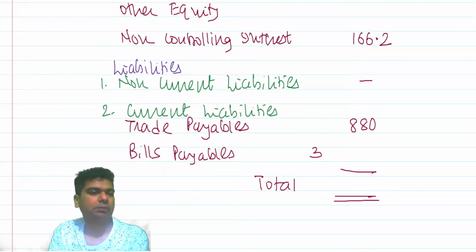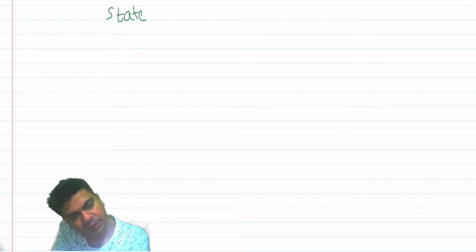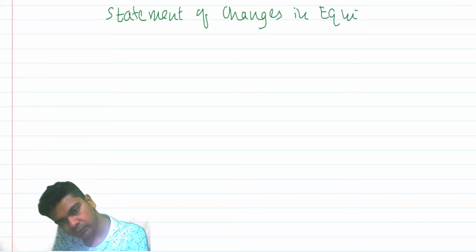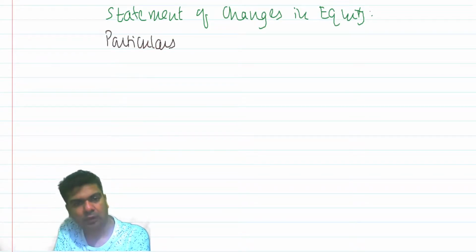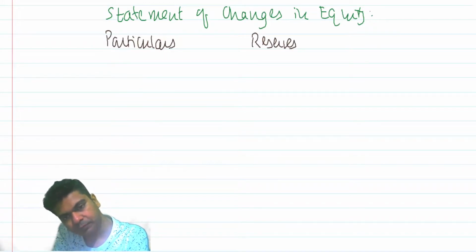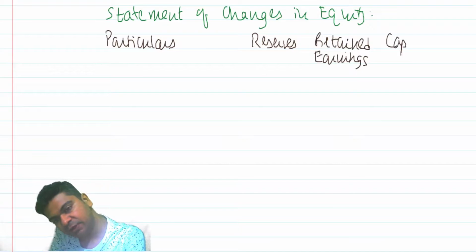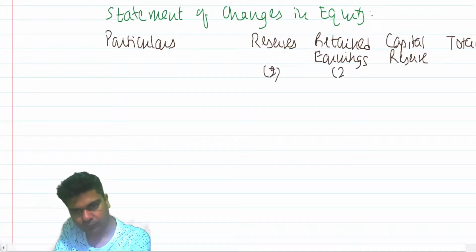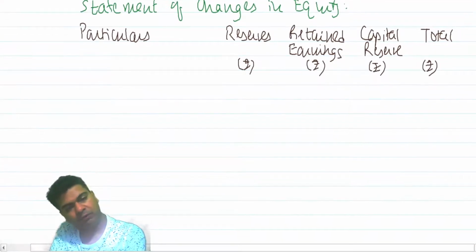Okay, if you're still writing. Time to prepare the statement of changes in equity. We have results, we have retained earnings, and this time we had gain on bargain purchase, which will be transferred to capital reserve. So a column for capital reserve, and then the total. That's your format. Statement of changes in equity.